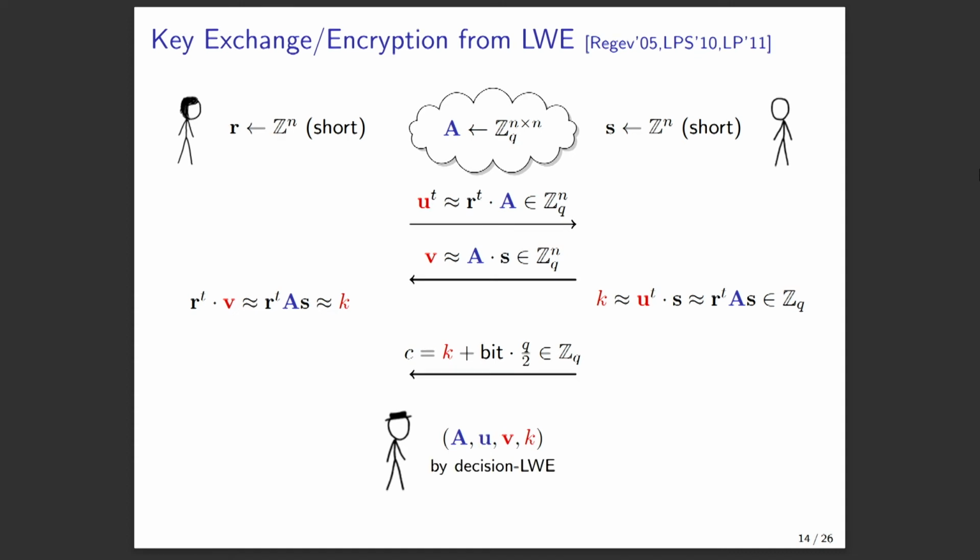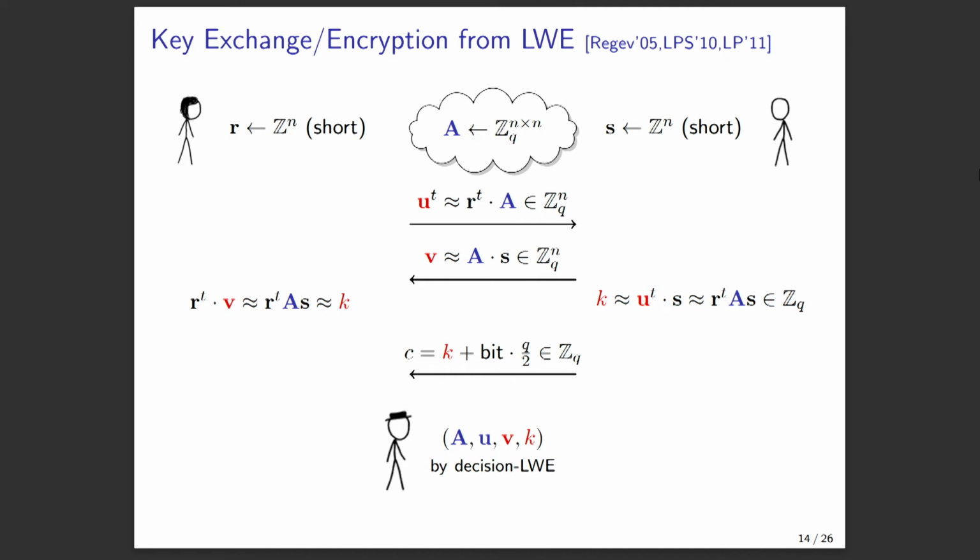So by decisional LWE, Alice's public key looks like a uniformly random U, with no underlying secret key at all. So as far as the attacker can tell, A and U are both uniform and independent. So that's step one.